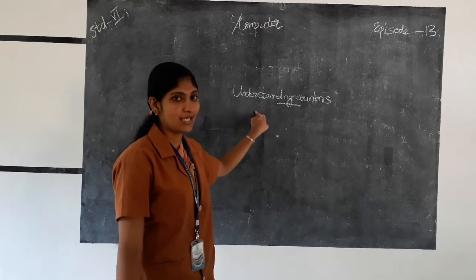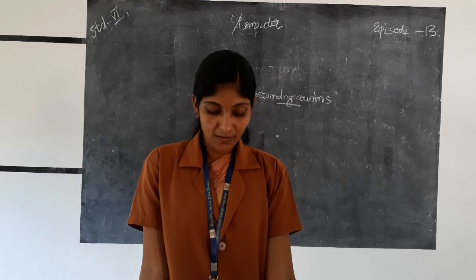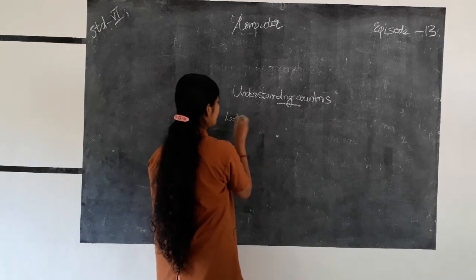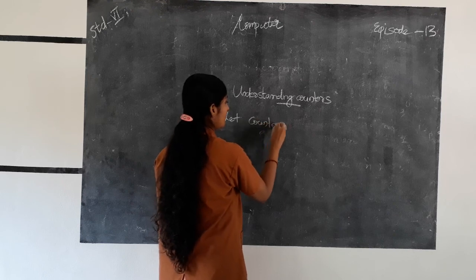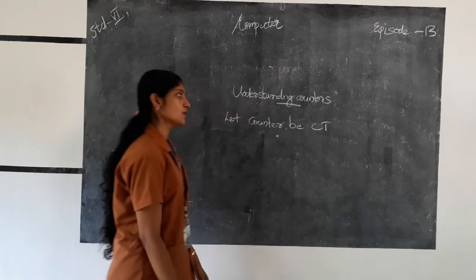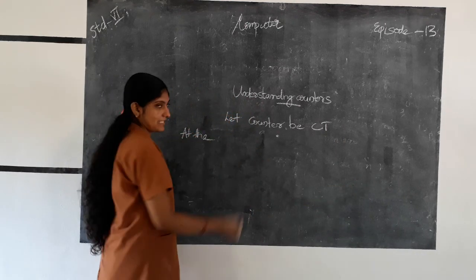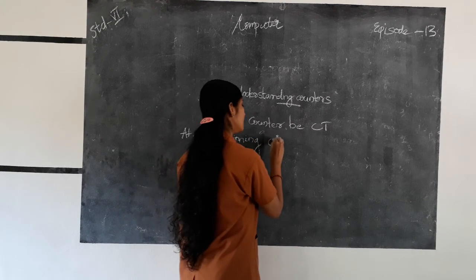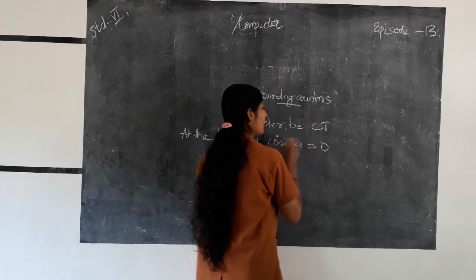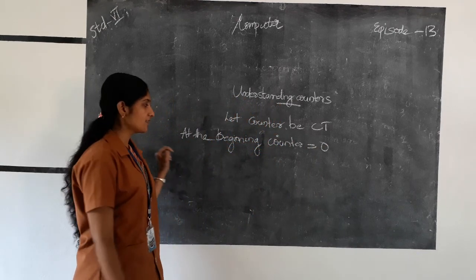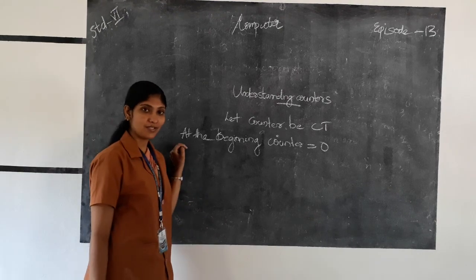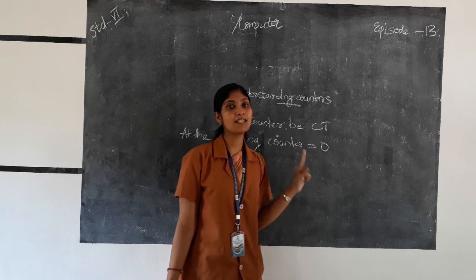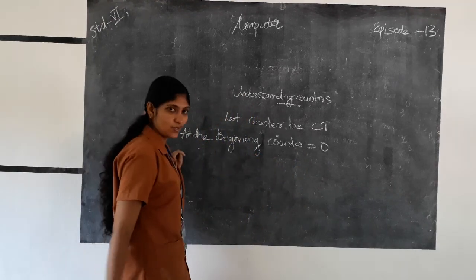So now we have to set counters. Let the counter be denoted by CT. At the beginning, the counter is set to 0. Counter equal to 0. When one round is completed, the counter, which is 0, is incremented by 1. So at the beginning, the counter is equal to 0.